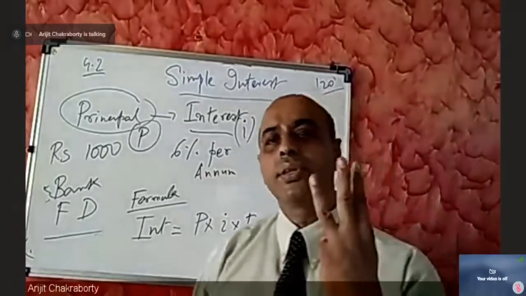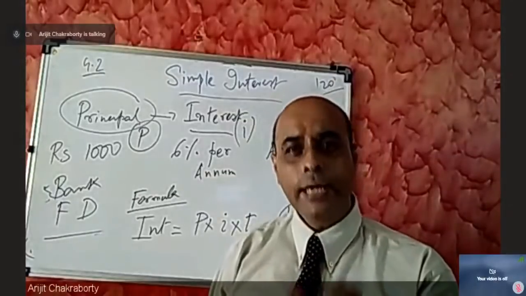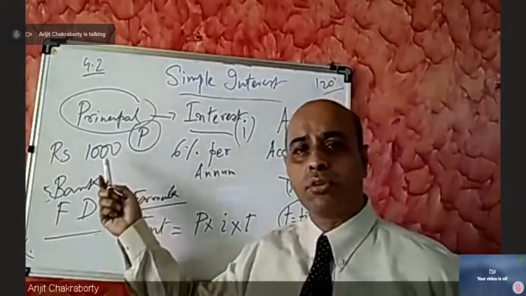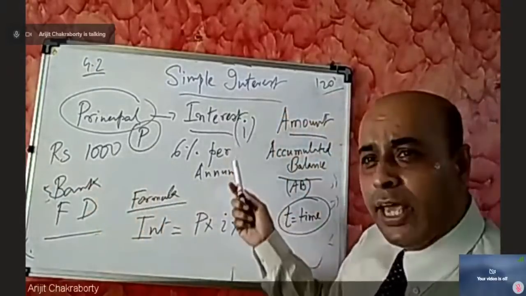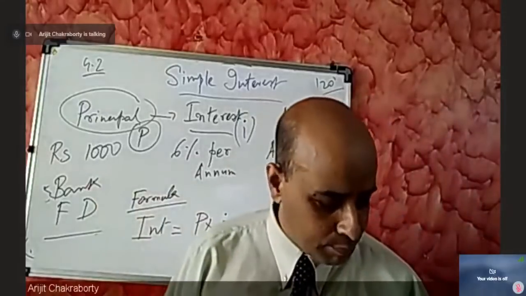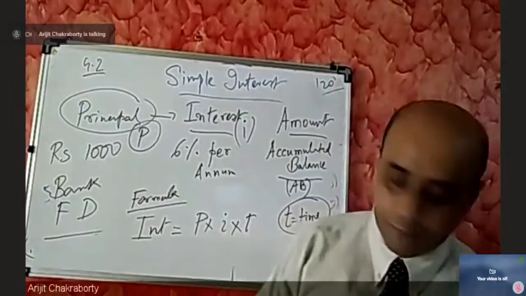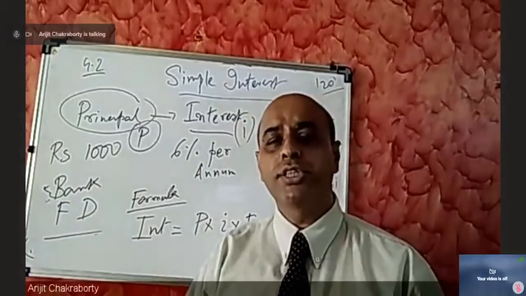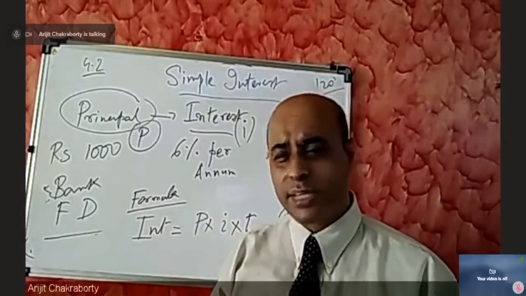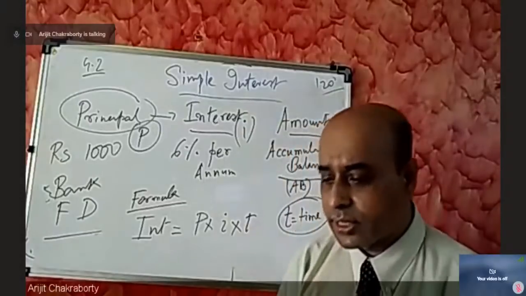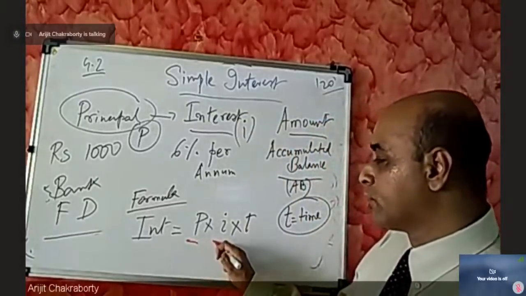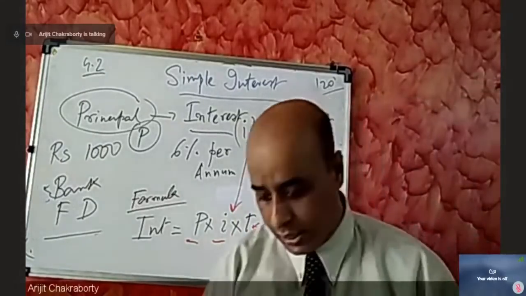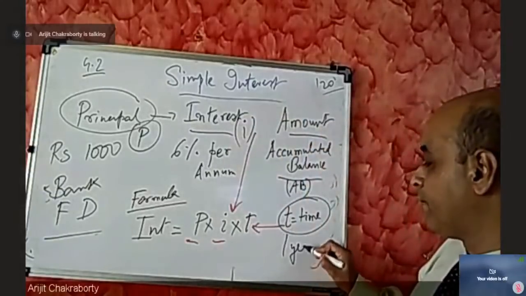So we are dealing with three figures. Okay. The first is the principal amount. I have taken a loan of 1,000. I have invested 1,000 rupees in a bank. The bank is paying me interest at the rate of 6% per year. And at the end of 1 year, we are trying to calculate how much interest I will be getting. Very simple. The formula is interest is equal to principal into the interest rate into the time, and the time in this case is 1 year.